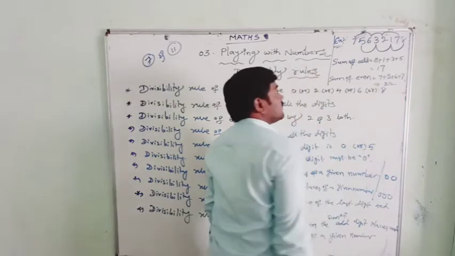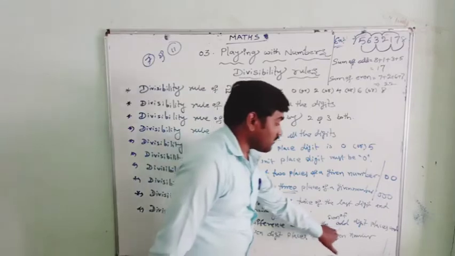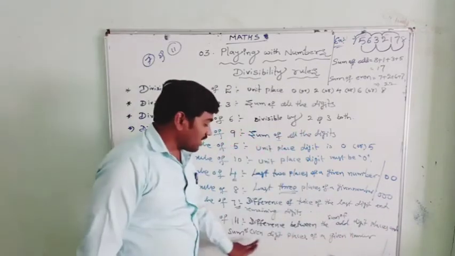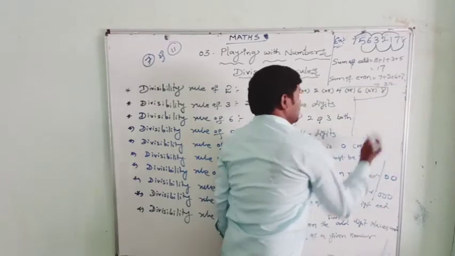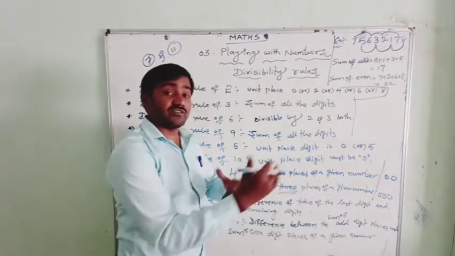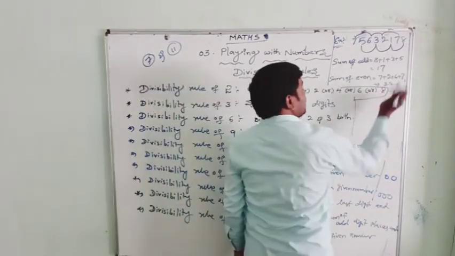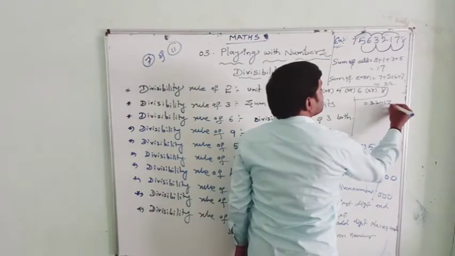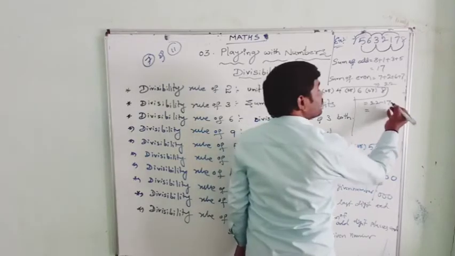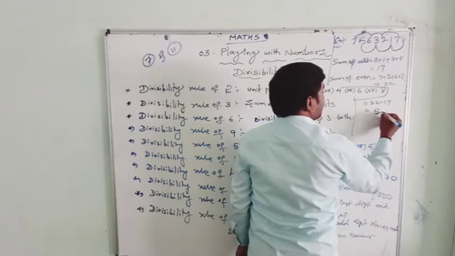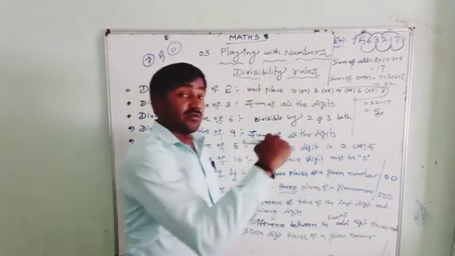Now we have the sum of odd digit places and the sum of even digit places. What we need to find is the difference between these. Here 22 minus 17. What do you get here? 22 minus 17 is 5. Is this 5 divisible by 11 now?